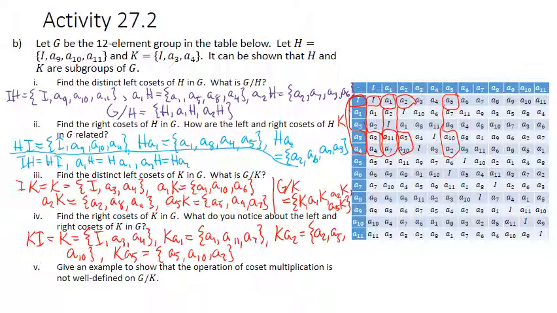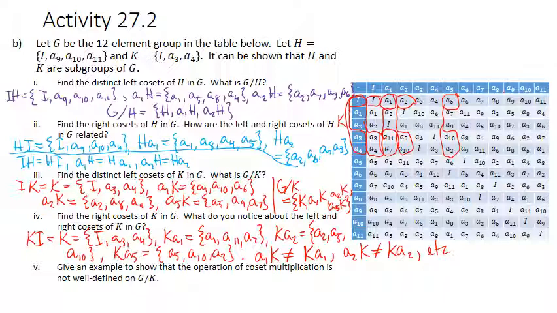Okay, so what do we notice about the relationship between the left and the right cosets of K in G? So we had that K was the same, but A1K and KA1 are not the same. Let me just write it like this: A1K is not the same as KA1, and then similarly A2K is not the same as KA2, and so on.